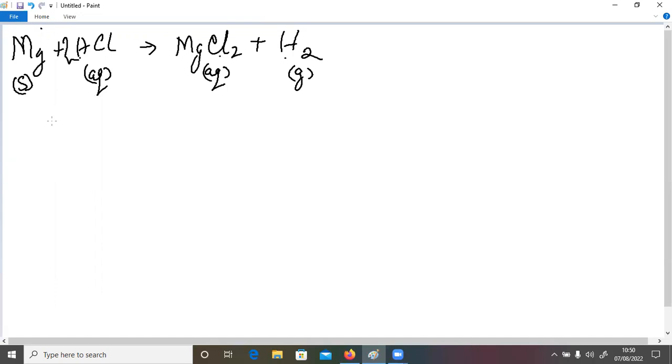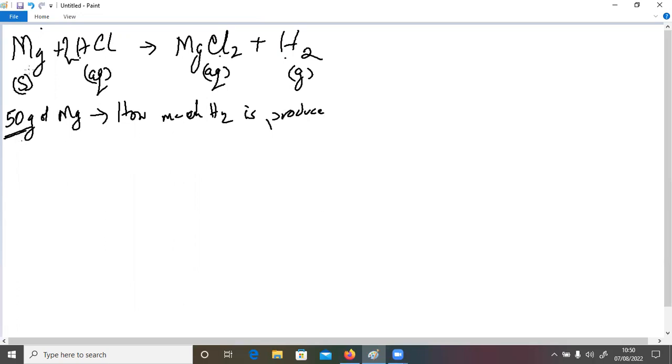So that we don't confuse ourselves, it isn't a big deal. 50 grams of magnesium is used. How much hydrogen is produced at room temperature and pressure, right? So 50 grams, first of all, we take the ratios.